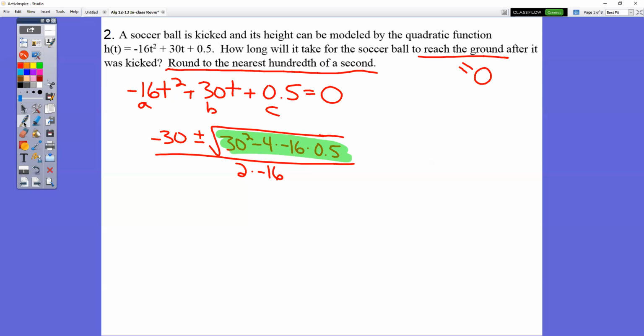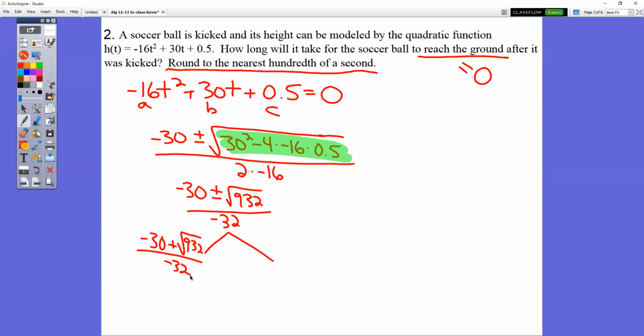When you type in what's highlighted here in green underneath the square root symbol, you get 932. So you have negative 30 plus or minus the square root of 932 over negative 32. This is where you could split it right here. You could figure out what the square root of 932 is first, or just leave it like that. So this is negative 30 plus the square root of 932 over negative 32, and negative 30 minus the square root of 932 over negative 32. You could type this directly into the calculator.